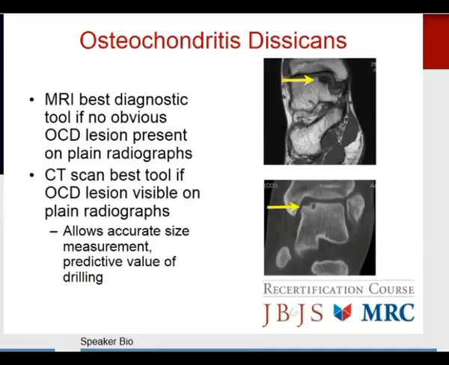Osteochondritis dissecans, your best tool for imaging if you see nothing on your x-ray is an MRI. But if you see a lesion present on your plain x-ray, get a CT scan. The CT scan allows us to accurately measure the size of the lesion, and as such, with that information, we can give the patient predictive value on how well they're going to do.